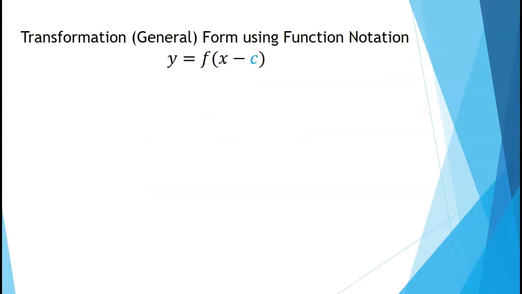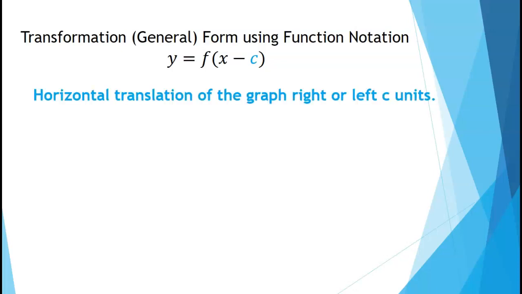Okay, now remember, f of x was the absolute value of x. What happens if I subtract some value from x, the input x, inside the absolute value bars? I'm going to show you this graphically because it makes a lot more sense when you can see what is going on. What happens is a horizontal translation of the graph, right or left, c units. So if I have x minus 2, it's going to move to the right 2. If I have x plus 2, it's going to move to the left 2.